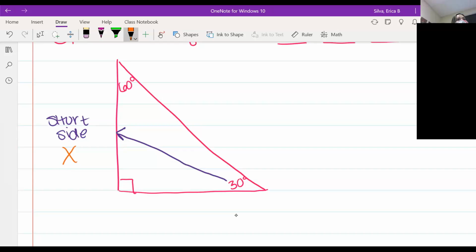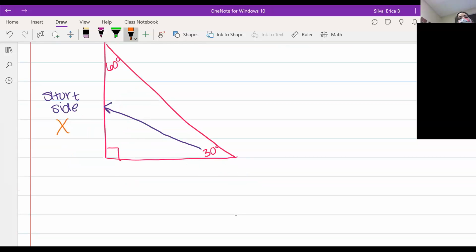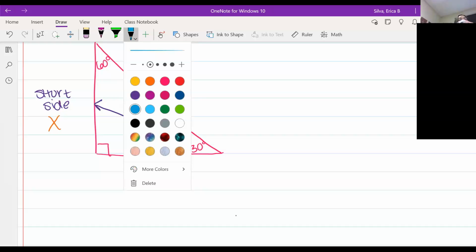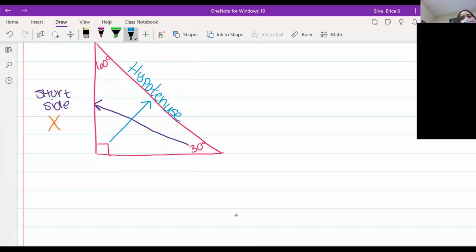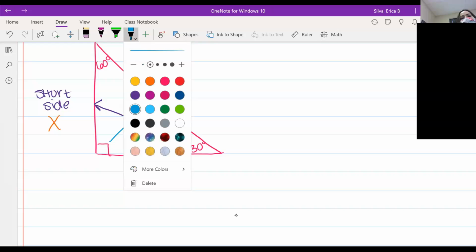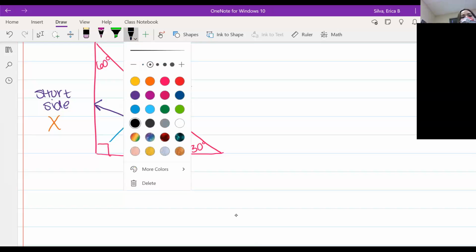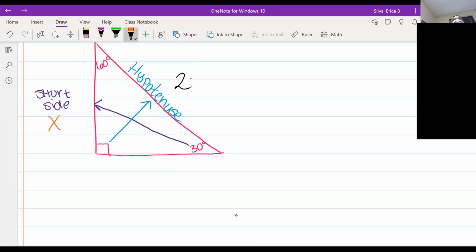Once we have our short side, finding the hypotenuse and the median or the long side will be a piece of cake. All right, so now we're going to identify my hypotenuse. My hypotenuse is always going to be, so we're going to get 2 because 2 means double, and we're going to multiply it by the short side, which is x. So my hypotenuse will always be double the smallest side or the short side.